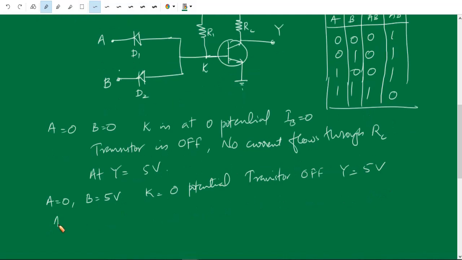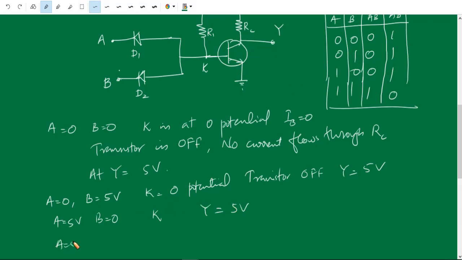Next, the third combination is A equal to 5, B equal to 0. Because of the second diode D2, this D2 will conduct. With 0 and 5, it will conduct, and current flows through this resistor R1. Therefore, the point K is grounded, that means 0 potential. No current flows through the transistor, so Y equals 5 volts.